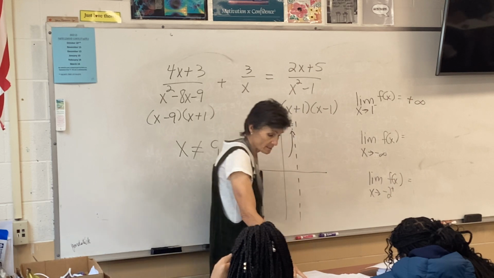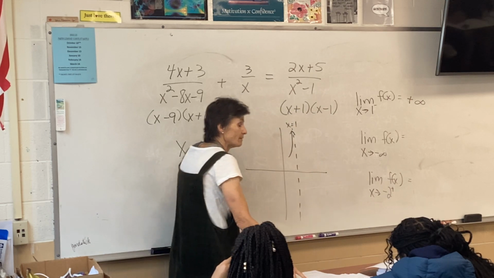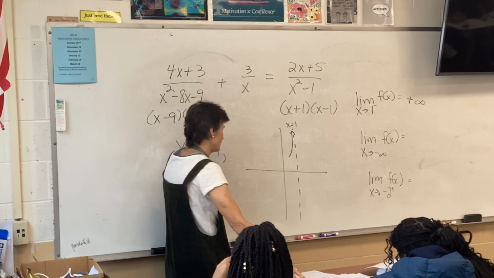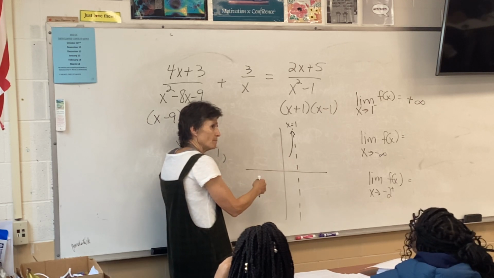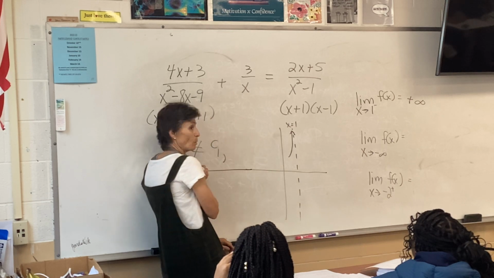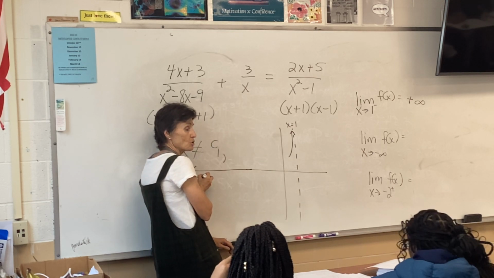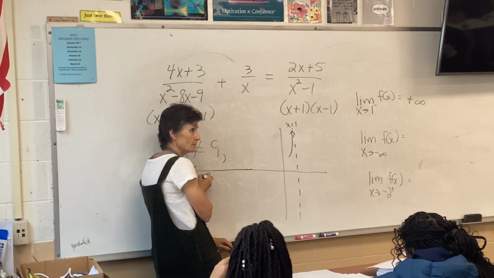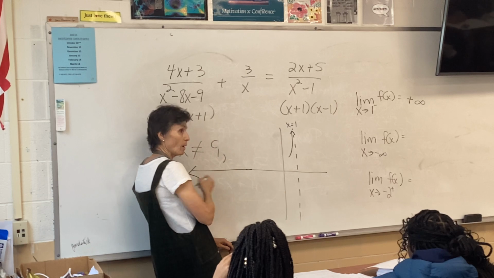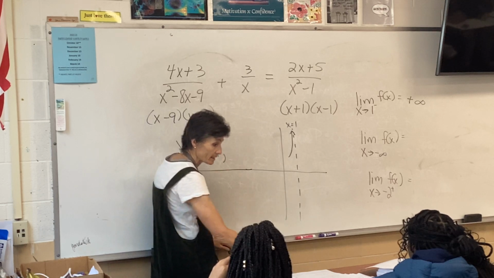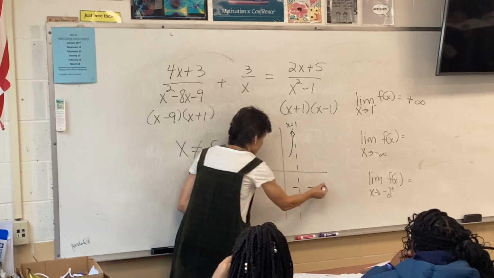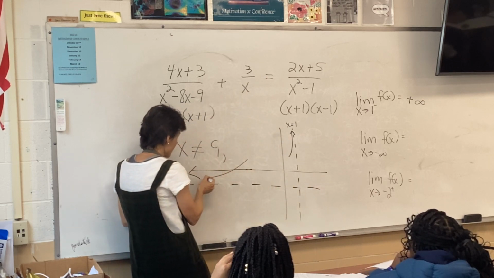Now, the next one says x is approaching negative infinity. Wait a minute, where's negative infinity in my picture? I'm talking about x. That's this way, right? So look at your picture. There should be an arrow on that picture going this way. I have to look and see. It looks like there's an asymptote here, and it looks like it's doing this.